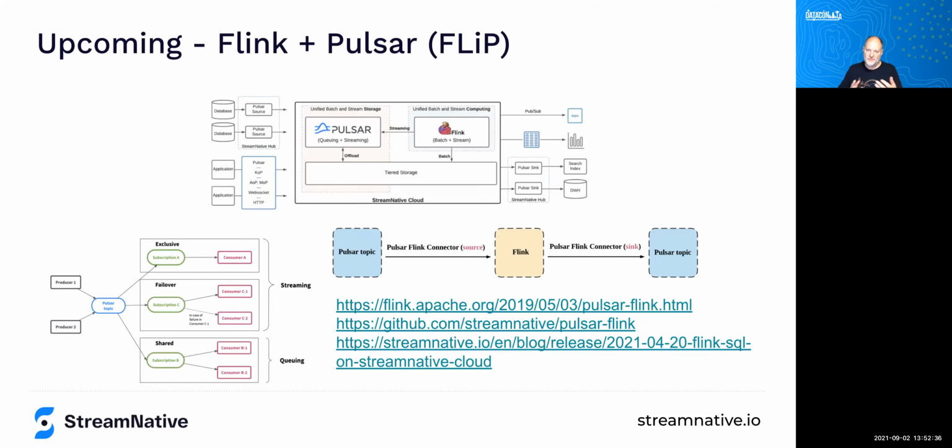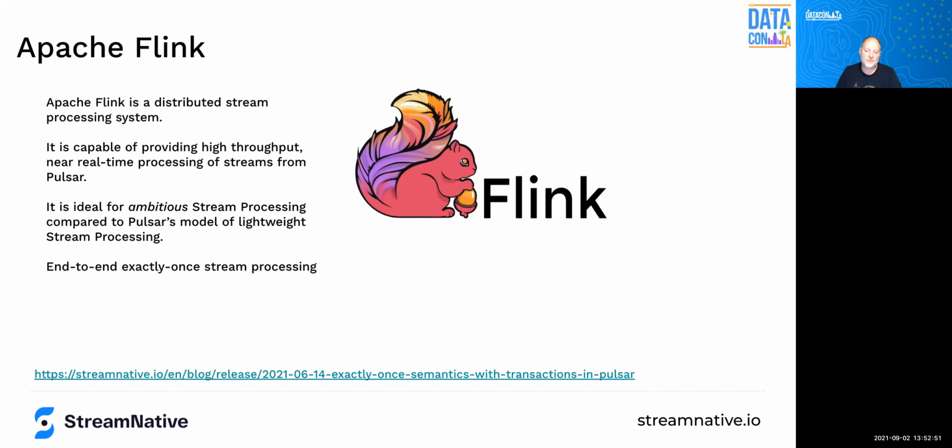Pretty straightforward. FLiP is the name for Flink plus Pulsar. The two together work really nicely. Again, great Apache projects for doing all the different kinds of compute you need to do, and with a lot of power and scalability. Flink has been one of the projects I've liked for a long time.